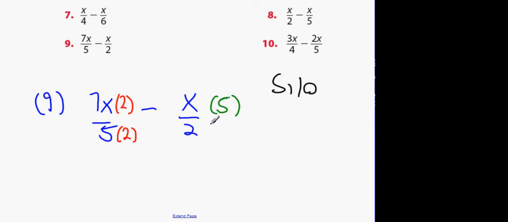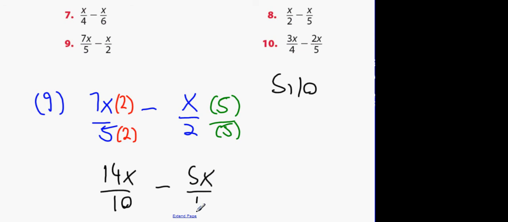And what we get is 14x over 5. Over 10, excuse me. 14x over 10 minus 5x over 10. What's the answer? 9x over 10. Okay, handy enough, right? Next one's a bit more tricky.